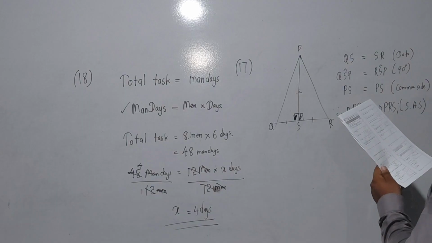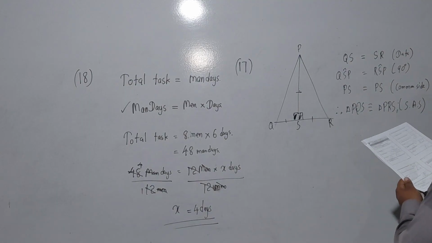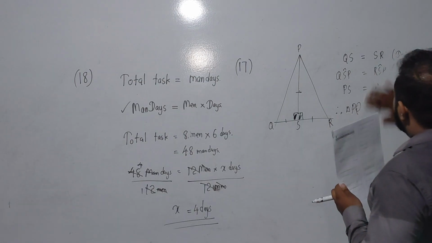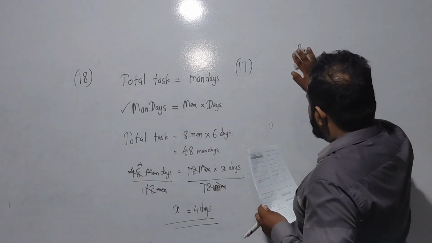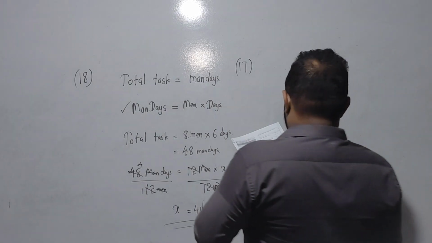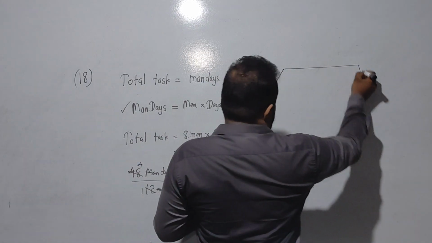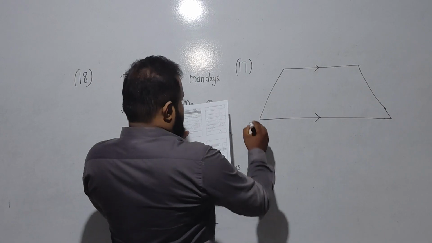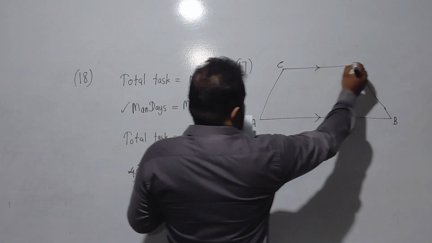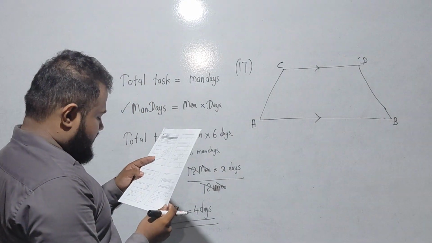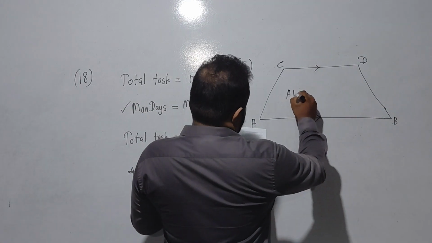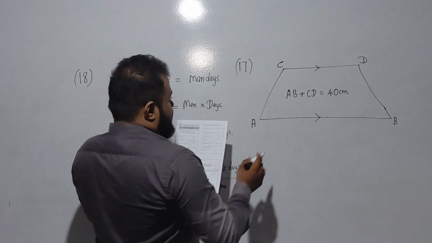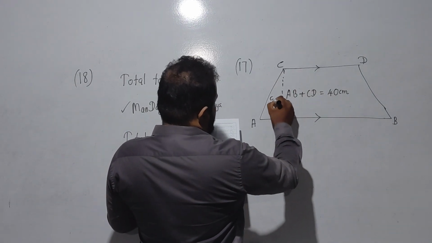Next question. If AB plus CD equals 40 cm, find the area of the trapezium. They have made the question very easy because they have given the sum of the parallel sides. When we consider this trapezium, what are the parallel sides? These two. What are the names of them? AB and CD. In the question they have given AB plus CD equal to 40, and they have provided the perpendicular height as 5 centimeters.